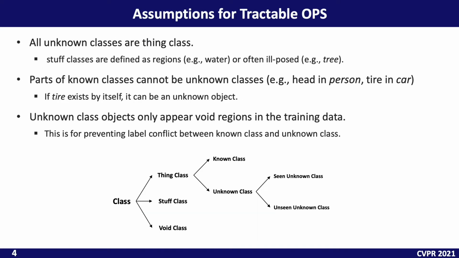We employ three straightforward assumptions for making OPS tractable. First, all unknown classes are thing classes, because stuff class is defined as regions and is often ill-posed. Second, parts of known classes cannot be unknown classes. If a tire exists by itself, it can be an unknown object, but a tire in a car is not. Finally, unknown class objects only appear in void regions, which are out-of-class or ambiguous regions in the training data. This is for preventing label conflict between known classes and unknown classes.